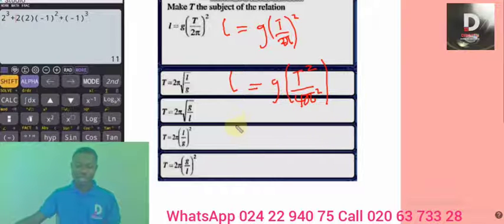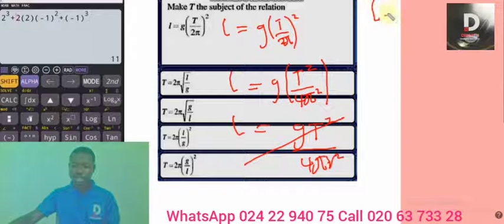So finally, we get L equals g times GT squared over 4 pi r squared. Is that correct? 4 pi squared. So this is not there. It's 4 pi squared rather. So let me cancel this and rewrite. So I should have gotten L equals GT squared over 4 pi squared.